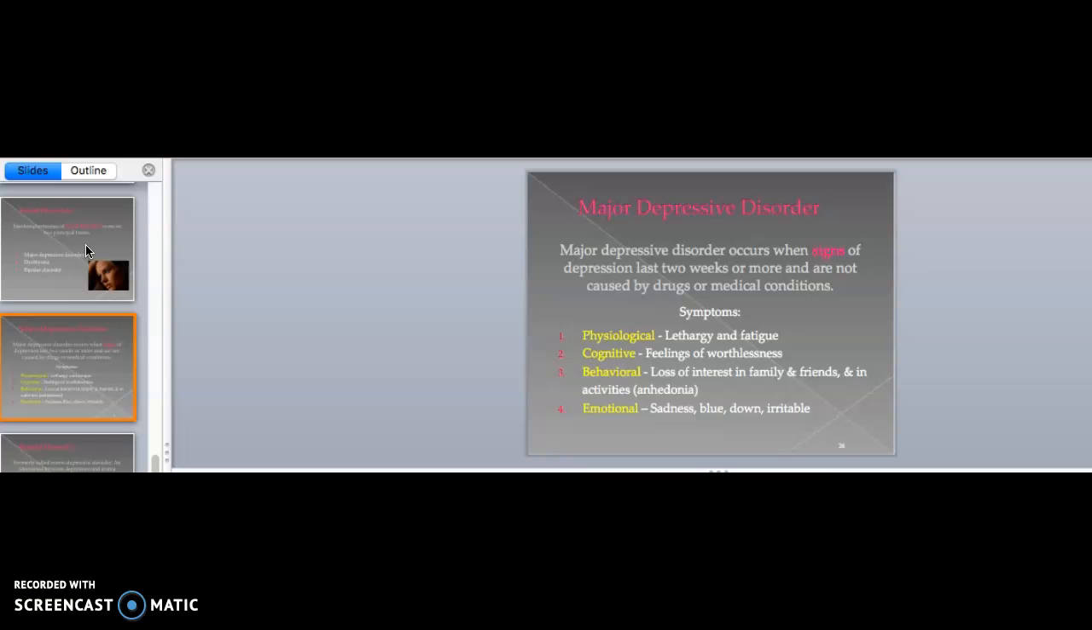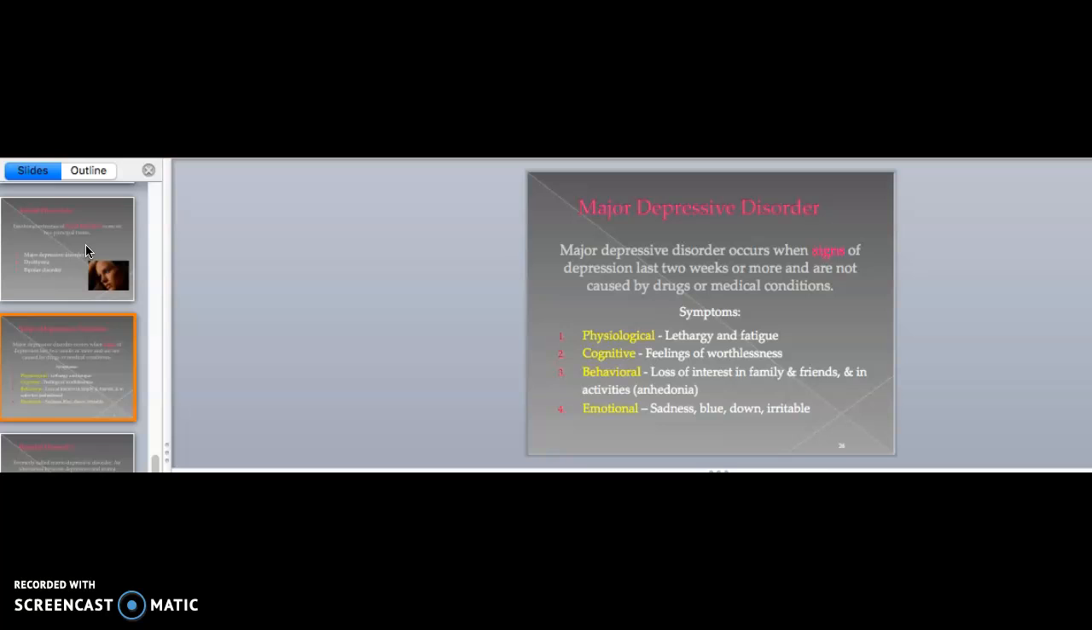The signs of depression need to last 2 weeks or more and can't be caused by drugs or medical conditions, right? Because sometimes drugs can cause depression. Certain drugs have depression as a side effect. And certain medical conditions can depress us, right? If you have cancer, it makes sense that you would be depressed. That's the origin, that's the cause. If someone in your family has died, that's depression. So we can be depressed because certain circumstances necessitate or equate to it.